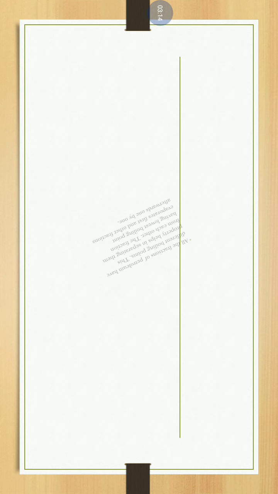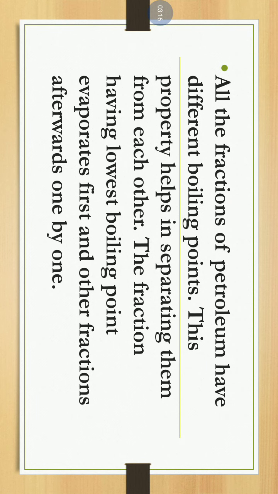Different fractions of petroleum are special because all the fractions of petroleum have different boiling points, and this property helps us in separating them from each other. What happens if they have different boiling points? The fraction having the lowest boiling point evaporates first and other fractions afterwards one by one. So different fractions have different boiling points.